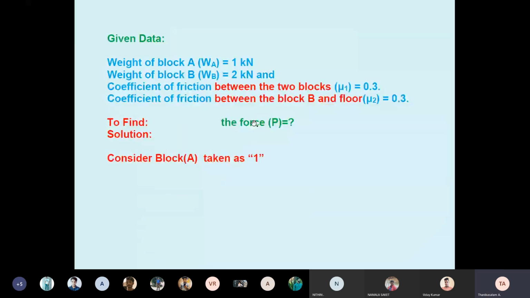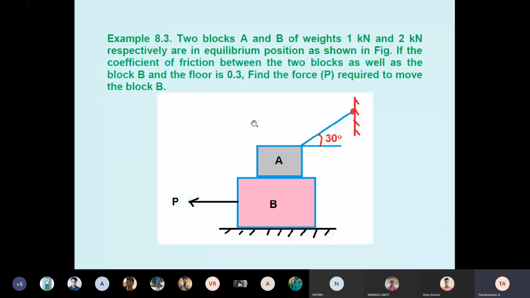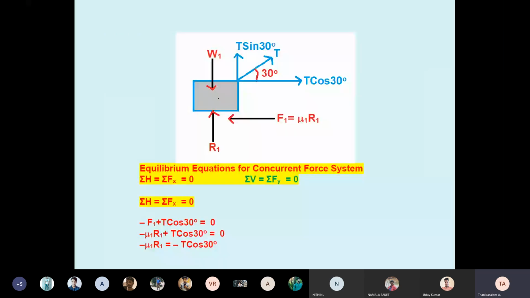P is applied on block B only. Students, only on block B we applied P. So when considering A, A is connected with the tension. That's why the friction is on the left side, because block A is in contact at one place only. So one friction, F1 equal to mu into R1. The reaction R1 is upward because this weight is acting on block B. Here 1 means block A. Why introduce T? Because block A is connected to the wall. So tension is inclined here, T cos 30, T sin 30.